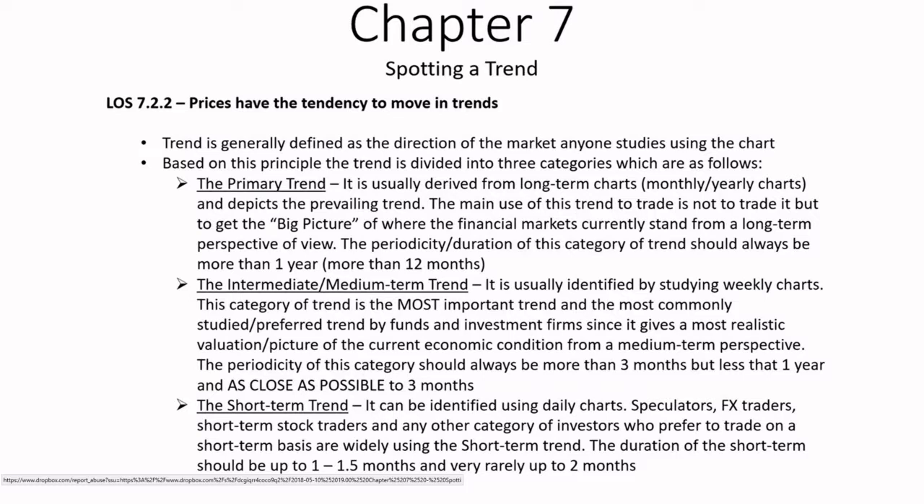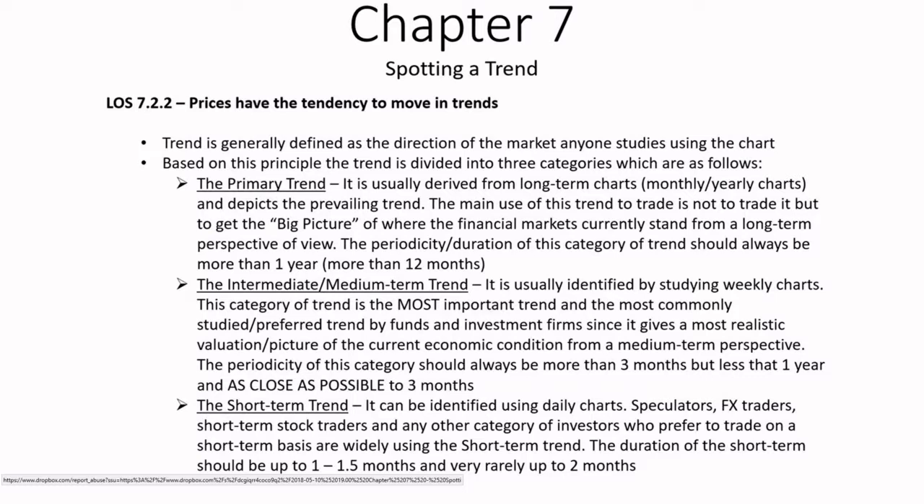So, the duration of this trend should be more than 1 year, i.e. more than 12 months. So if we are looking on monthly charts, trying to identify the long-term trend, we want to find out the most recent trend on the chart, which has a duration of more than 1 year. We will see examples of that. Don't worry if you don't understand it now.